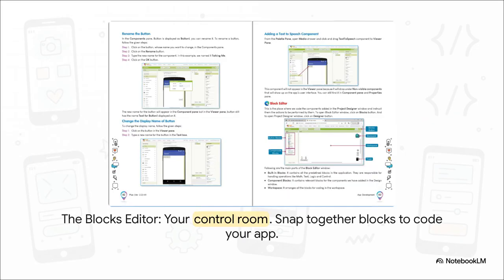But how do you make it do anything? Well, for that, you switch over to the Blocks editor. This is the control room. Instead of typing out code, you just snap together these colorful blocks that look kind of like puzzle pieces. Each block is a command or an action. It's like building with digital Legos to bring your app to life.